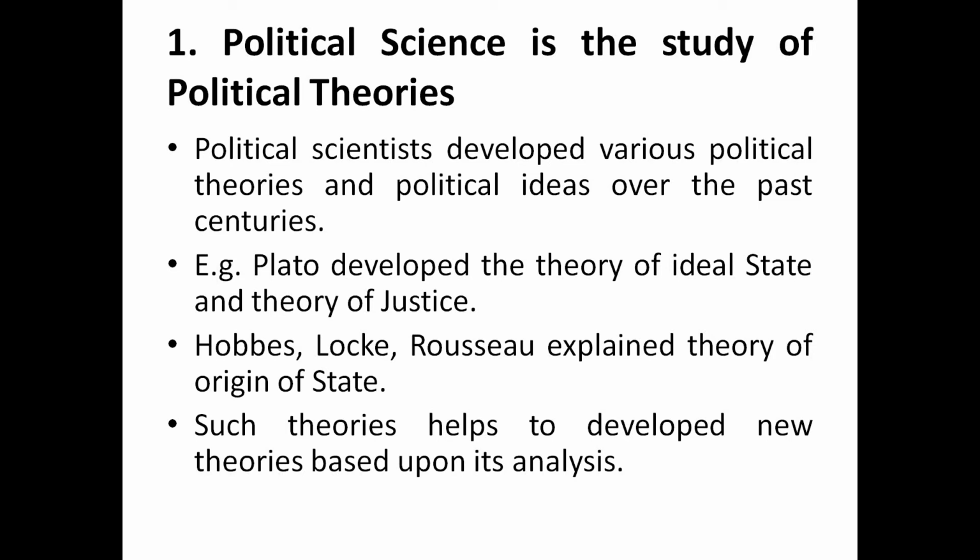So here in political science, political scientists developed various political theories and political ideas over the past centuries. To give you an example, Plato, who is an ancient political thinker, developed the theory of ideal state and theory of justice. Besides, the medieval thinkers like Hobbes, Locke, Rousseau have explained the theory of origin of state. Such theories help to develop new theories based upon their analysis. So theories which are already present in the society are updated, or new theories are developed based upon the analysis which is done on these theories.